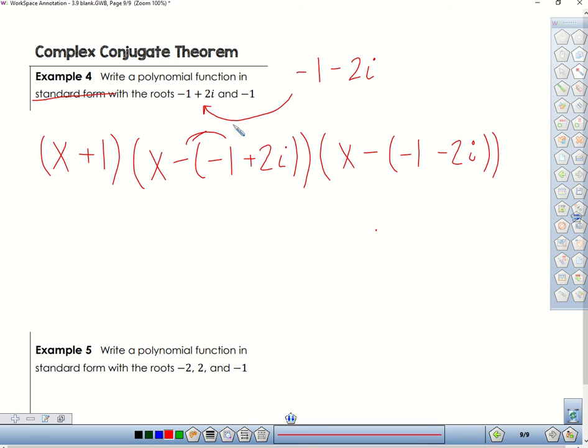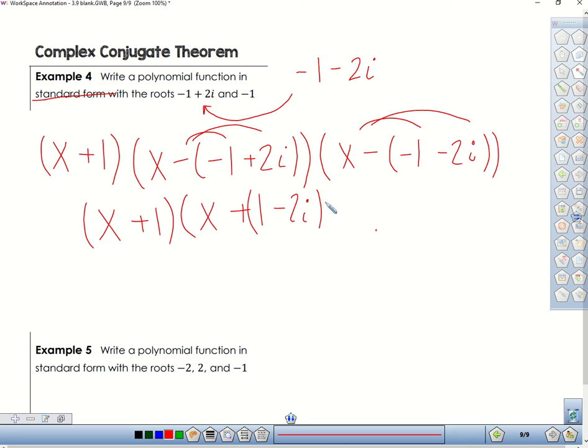So I'm going to have to distribute this negative sign onto each of these. Okay? That's going to give me x plus 1 times x plus 1 minus 2i, and then you're going to group these in parentheses and you'll see why. And then this is going to be x plus 1 plus 2i, because I distributed the negative 1 onto both. Everybody see where the signs changed and all that?